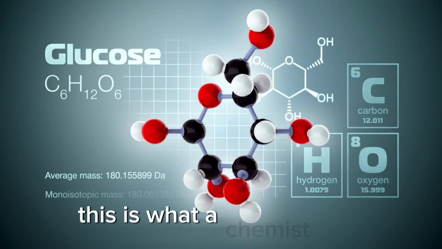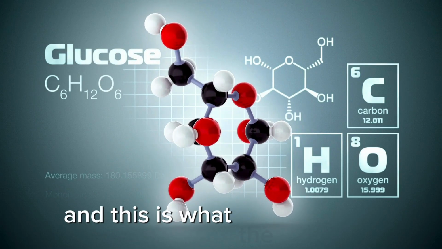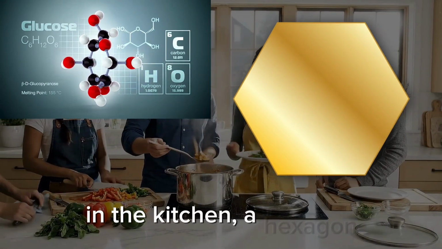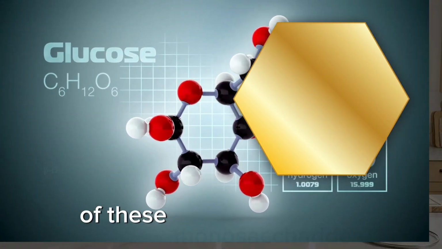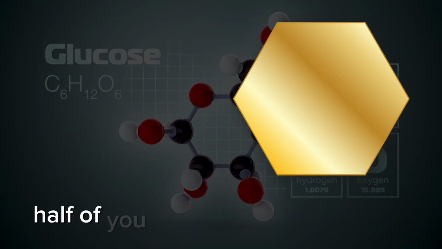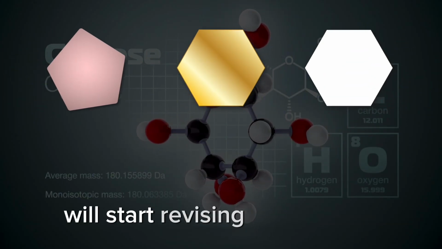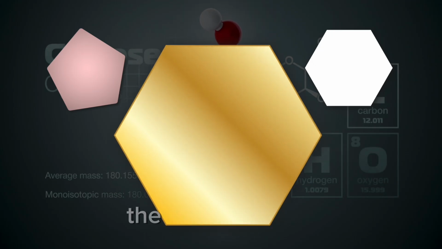This is what a chemist sees when they hear glucose, and this is what the rest of us actually need in the kitchen. A hexagon. Now if I spin all three of these monosaccharides, half of you will get motion sickness and the other half will start revising for an exam. So I want to keep you here. So glucose gets the glamour shot.